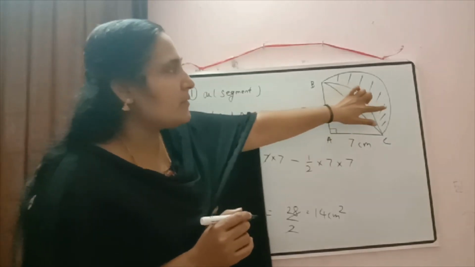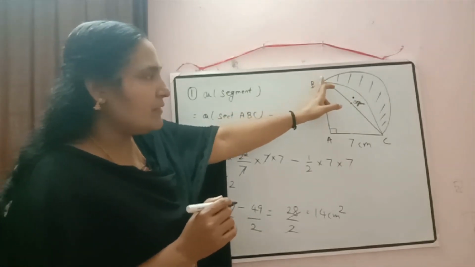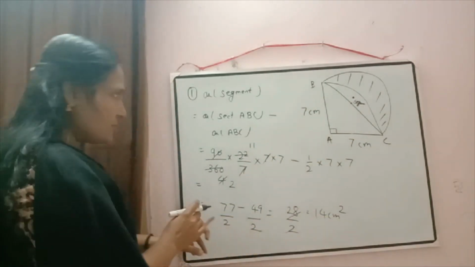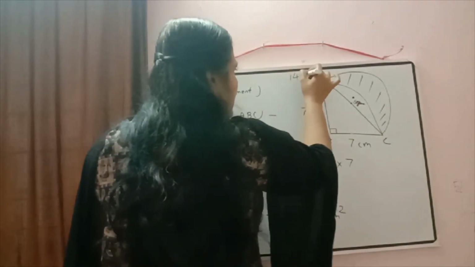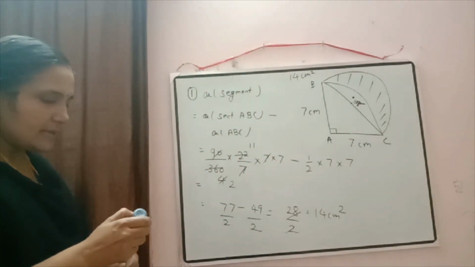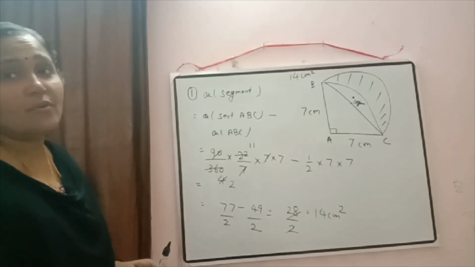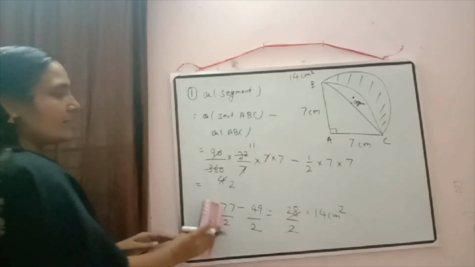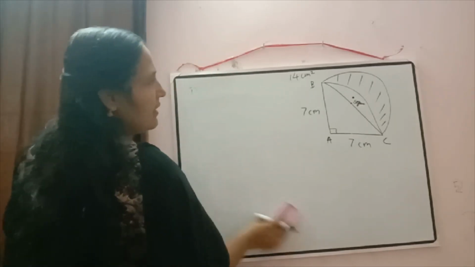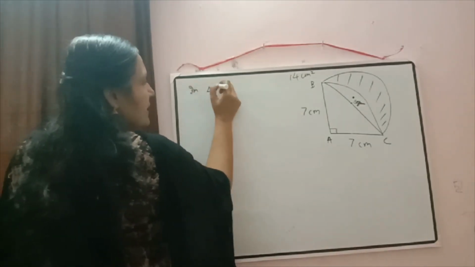Now what do we have to calculate? Area of shaded region. To get the area of shaded region, we do area of semicircle minus area of segment. Area of segment we got 14 centimeter square. Now, in the semicircle, do we know the radius of that semicircle? Don't know. So first we have to calculate the radius. How will we calculate the value of BC? Triangle ABC is a right triangle, so we can use Pythagoras theorem. Just write down there.